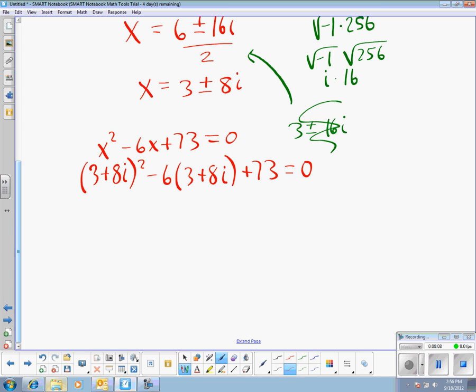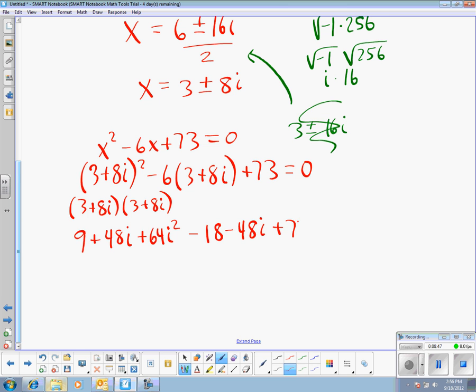Okay, so this first piece, do not distribute that 2. Don't make this 9 plus 64i squared. Write it twice and FOIL it. If you can FOIL it without writing it down twice, that's good, but just be safe. That gives me 9 plus 8 times 3 is 24i. Another 24i makes 48i plus 64i squared. Now the second chunk is just going to be distributing the negative 6, minus 18 minus 48i, plus 73 equals 0.